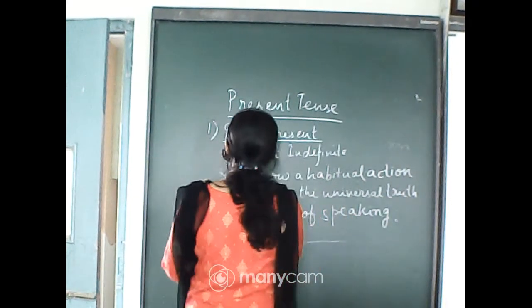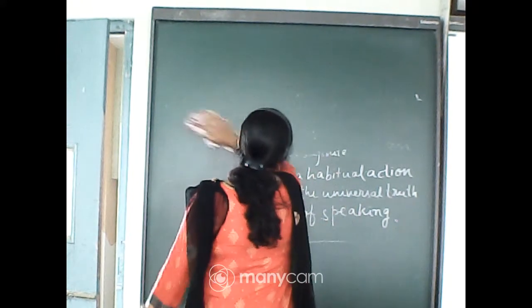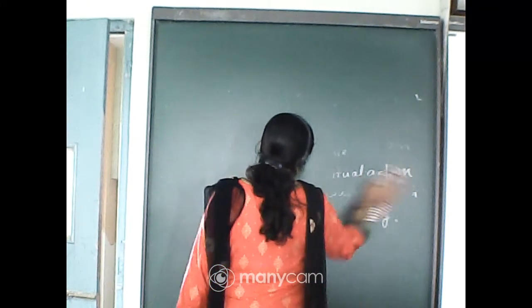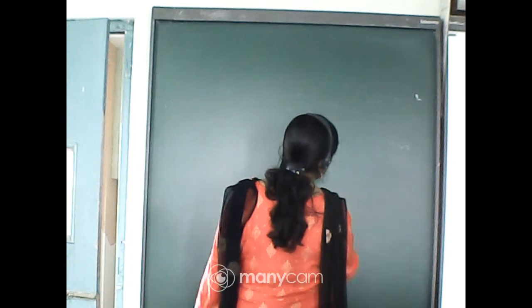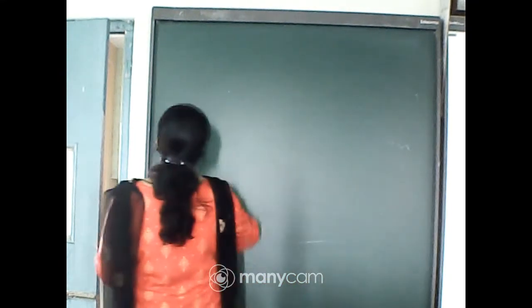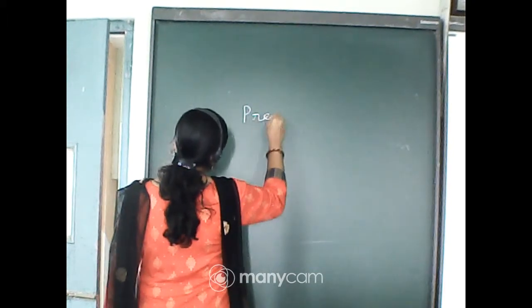So to denote an action which is happening at the time of speaking, we use the present continuous tense. And just like present indefinite tense, sometimes we also use the present continuous tense to talk about a future occurrence.